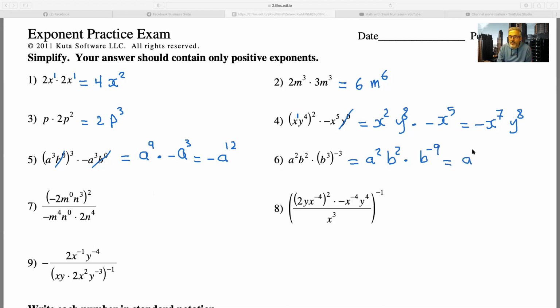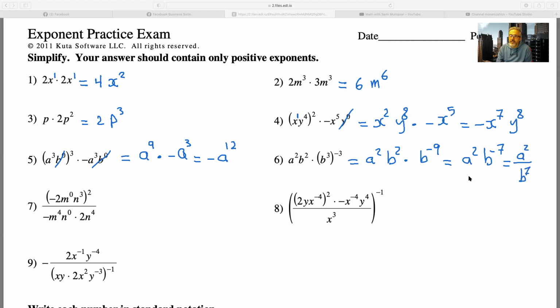And now you have a squared and b squared times b to the negative 9, just b to the negative 7. We like to express the answer with positive exponents. So this will give you a squared over b to the 7.